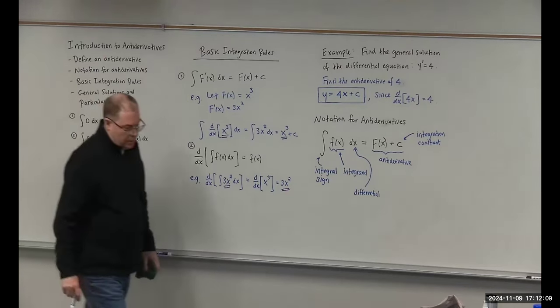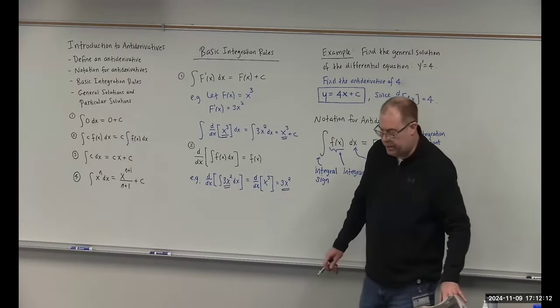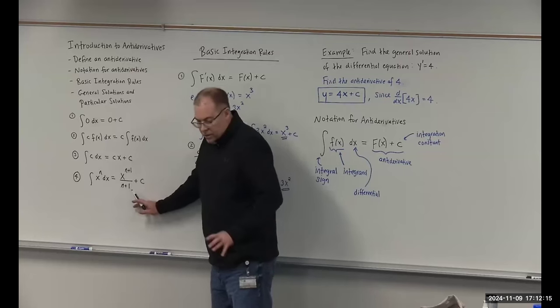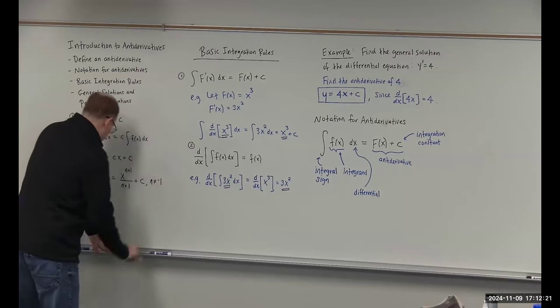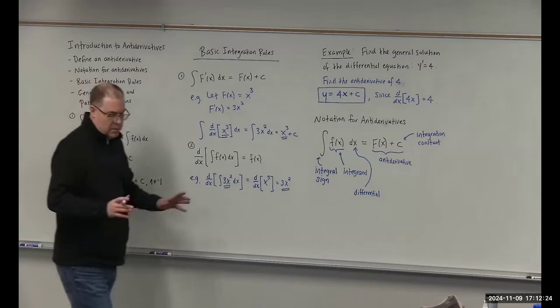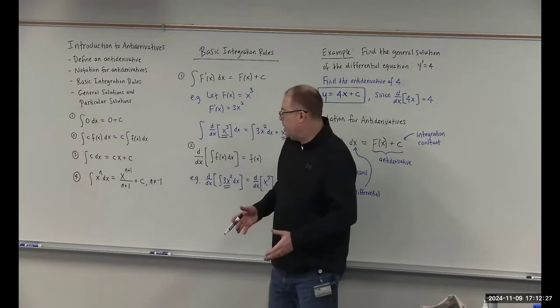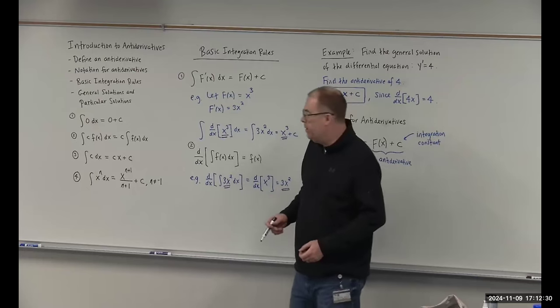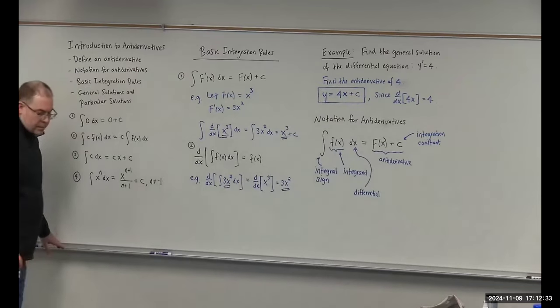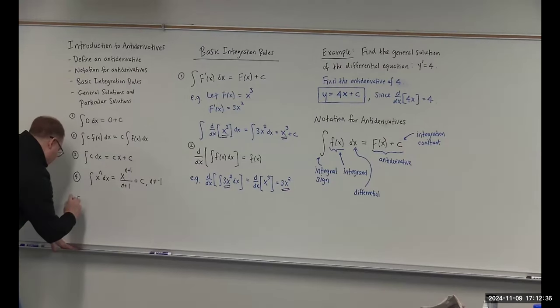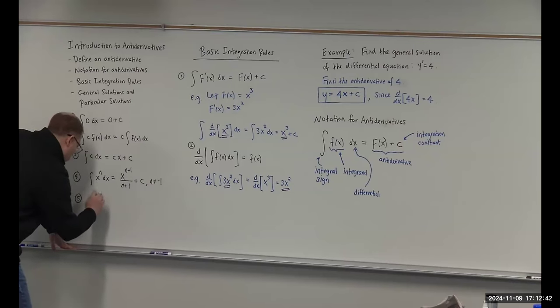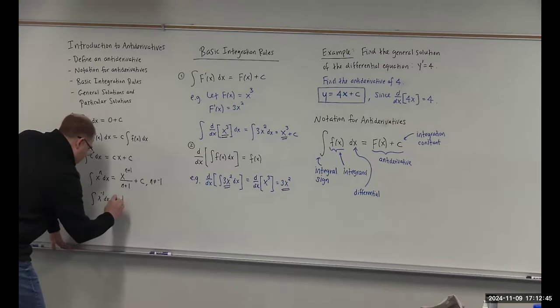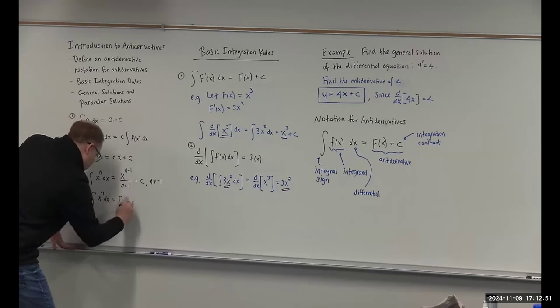Now if you notice here, if n was negative one, then this is not going to exist. So this is for n not equal to negative one, and so that leaves us the question of what is the integral of something like x to the minus one. What if n was negative one? That is simply the integral of one over x.